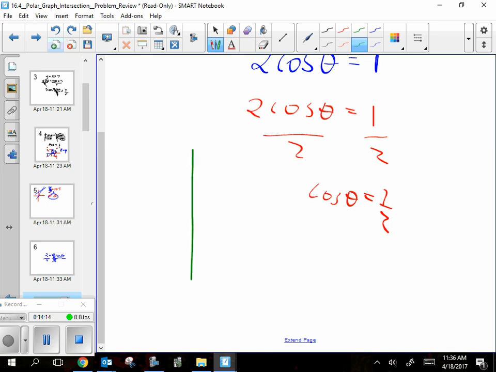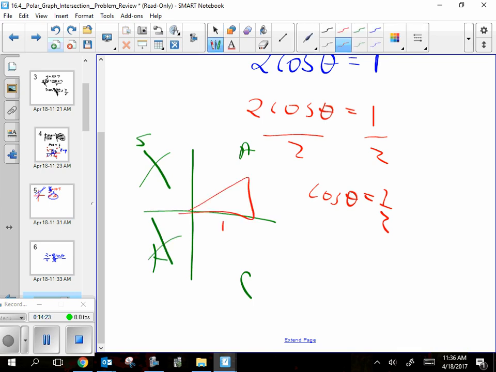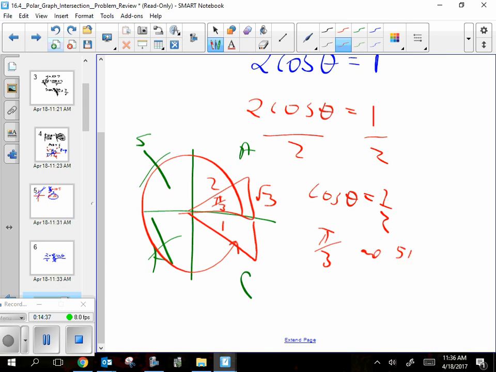Okay. All Students Take Calc. Cosine's positive, so it can't be here, can't be here. It's got to be here. Cosine's adjacent over hypotenuse. Root 3. What's crossing the root 3? Pi over 3. A whole bunch of pi over 3's bring you down here. So pi over 3 and 6 pi over 3? No. 5 pi over 3. Pi over 3 and 5 pi over 3.